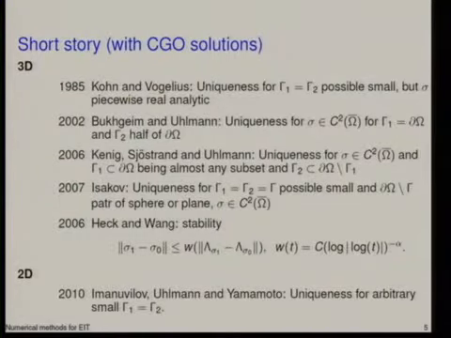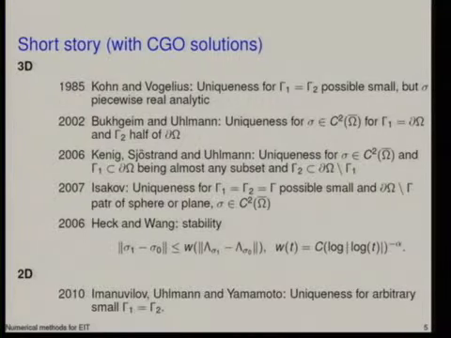Maybe I should say first of all, there was a paper by Kohn and Vogelius who actually showed that if gamma 1 and gamma 2 are small, possibly very small subsets of the boundary, and they are equal, then we can recover a piecewise real analytic function. And as we heard already in previous talks, there's some analytic consideration that comes into play here. So knowing only a very small subset is enough. But this is a very special class of functions.